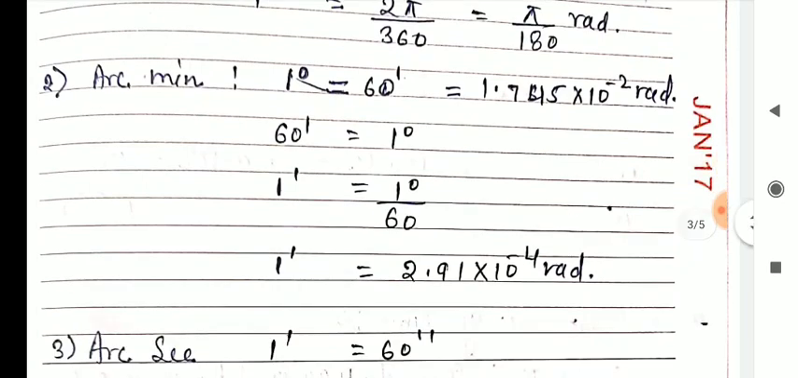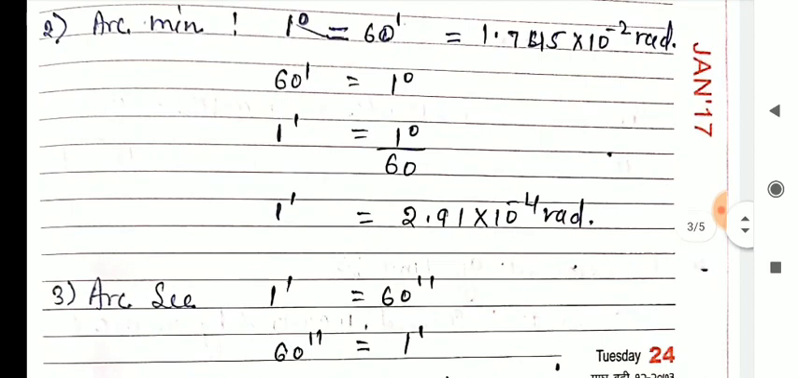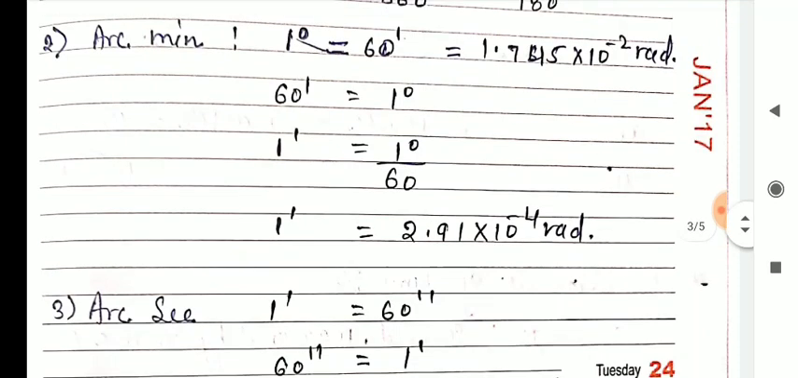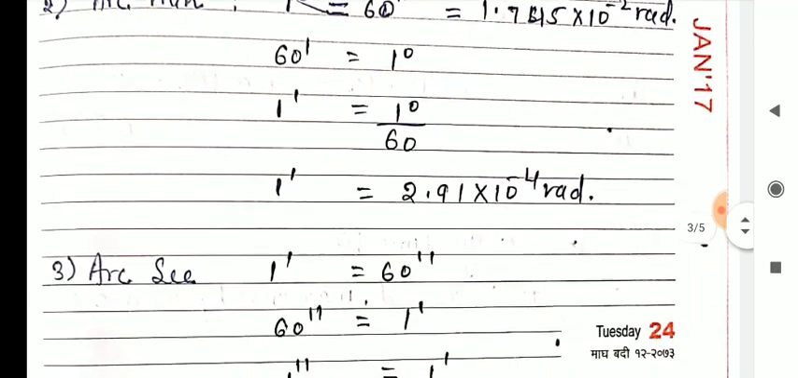So 60 minutes will be equal to 1 degree. So we can write 60 into 1 minute will be equal to 1 degree, so we can calculate the value of 1 minute. 1 minute is symbolized by a single dash. We symbolize the sign of the minute by a simple dash over the numerical value. So 1 minute will be equal to 1 degree upon 60.